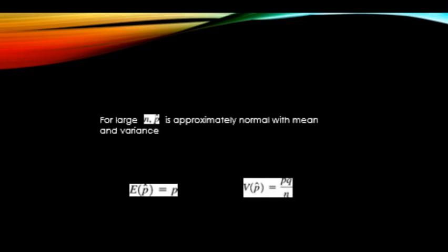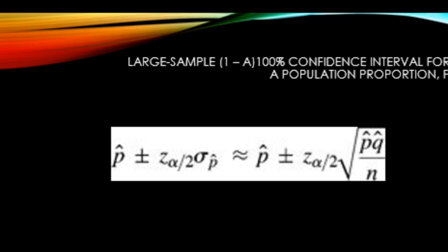So how can we figure out what the distribution will be like? So for large n, p hat will be approximately normal. The mean will be expected value of p hat, which is p, which is the proportion of the population, and variance will be p times q divided by n. Again, this information is coming from the binomial distribution.